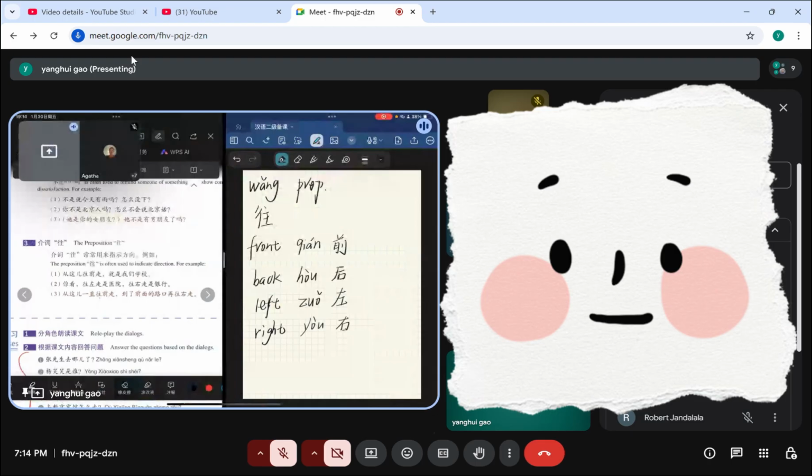So now we can put the 往 and the words that indicate the direction together to make a phrase. So we can have 往前.